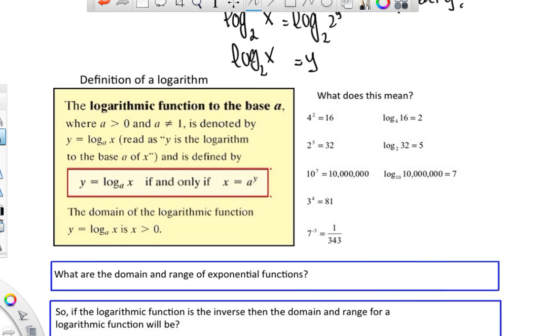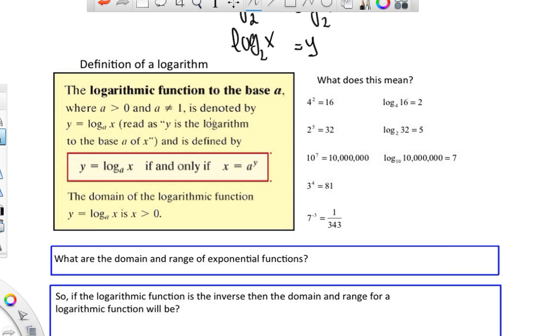So here then is the definition of a logarithm. The logarithmic function to the base a, where a has to be larger than 0. So just like with exponentials, we can't have negative bases. So here the base has to be larger than 0 as well. It is defined as y equals the log a of x if and only if x is a to the power of y. So the logarithmic function is only defined based on having an exponential function that it's the inverse to. The domain of the logarithmic function is x needs to be larger than 0.